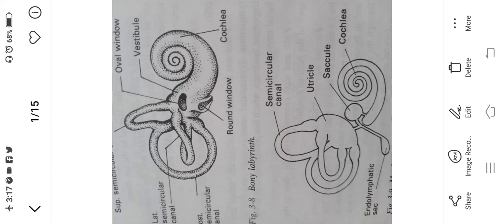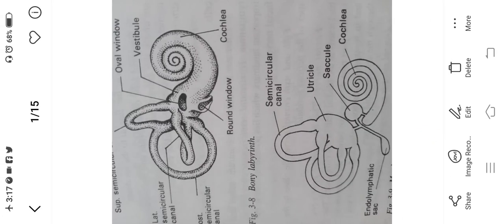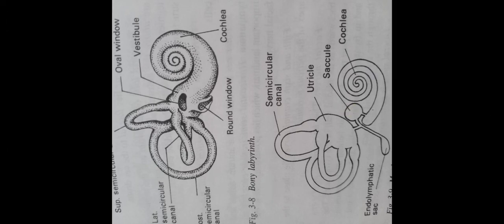Then the second part is the utricle. This is the utricle, okay, and the saccule. This one is the saccule, okay. Utricle and saccule lie in the vestibule of the bony labyrinth. These semicircular canals open into the utricle, which is connected in front to the saccule by the endolymphatic duct.